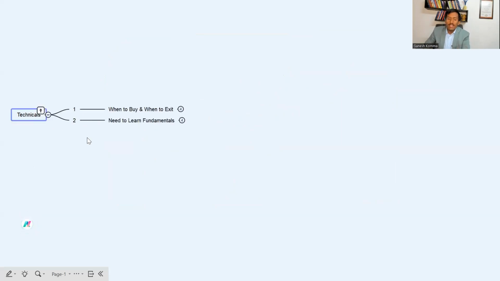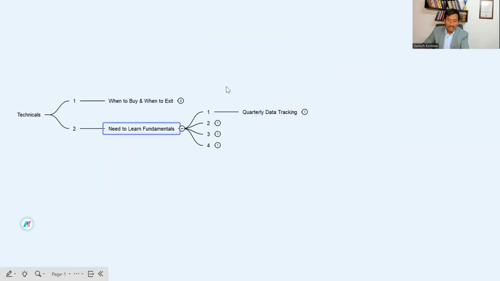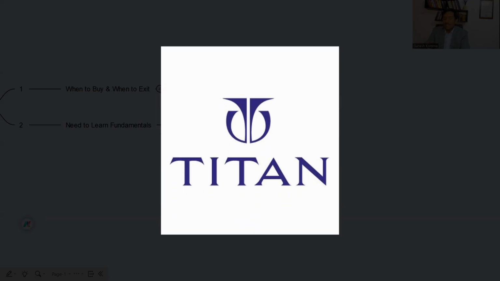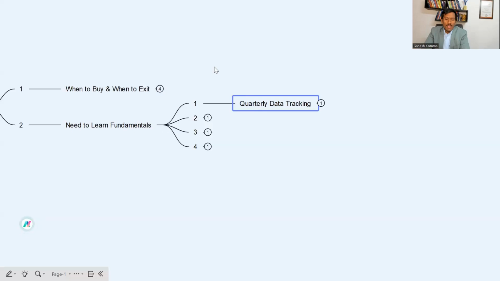And why a technical analyst needs to learn fundamentals is, yes, quarterly data tracking. For example, one solid example, if you see Titan Limited, Titan as a stock has been a long-term company, and even being a part of the late Mr. Rakesh Jhunjhunwala's portfolio, it has delivered extraordinary returns in the last couple of years, or even in the last decade. It has done extraordinarily well.